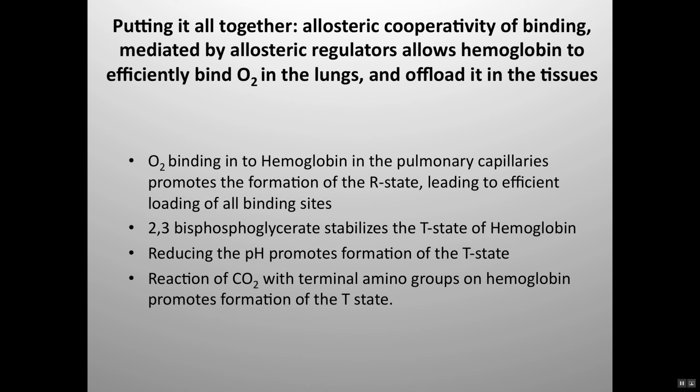So in this high oxygen concentration in the lungs, hemoglobin will go through the T to R transition and will load up with oxygen. Now, hemoglobin, however, also usually has 2,3-bisphosphoglycerate bound, and this will tend to stabilize the T state, especially at lower oxygen concentrations. The third thing we need to think about is that reducing the pH promotes the formation of the T state. So if we go from pH 7.4 to pH 7.2, we're going to tend to unload oxygen. And reaction of carbon dioxide with terminal amino groups on the hemoglobin also promotes formation of the T state.